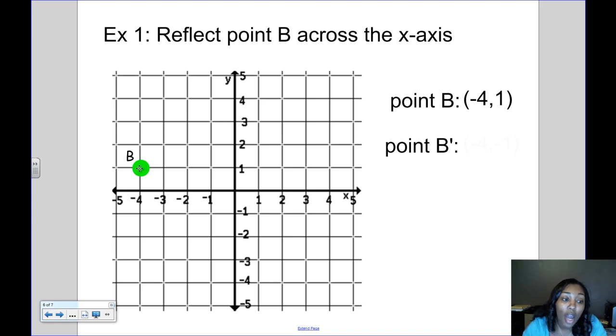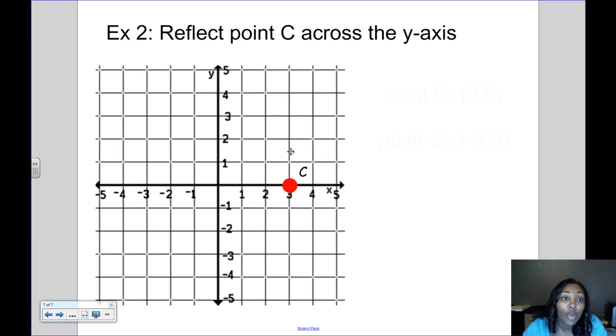So that means right now it's above the x-axis. We want point B, when we reflect it, to land below the x-axis. So we have to look and see, well, how far away is it from the x-axis? Well, it's 1 above. So when reflected, it's going to land 1 below. So this is going to be our new point B. So our new point B will be located at -4, -1. So the original point B was at -4, +1, and then the new point B is now at -4, -1.